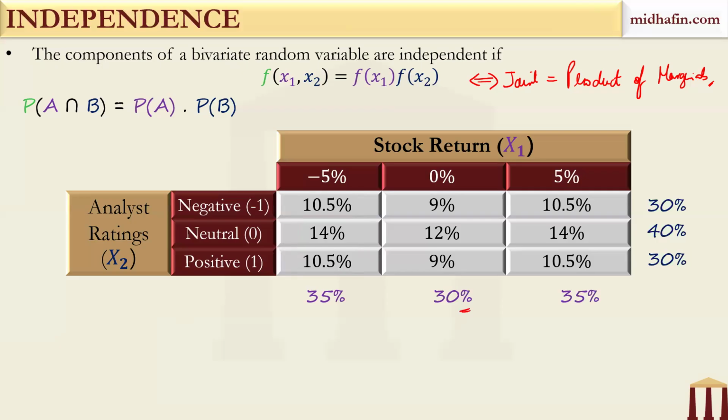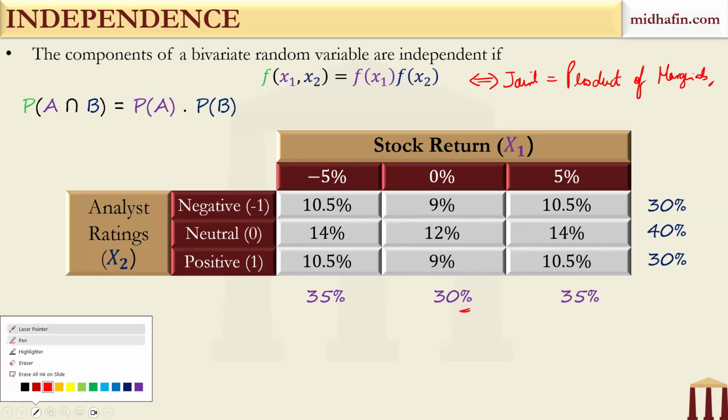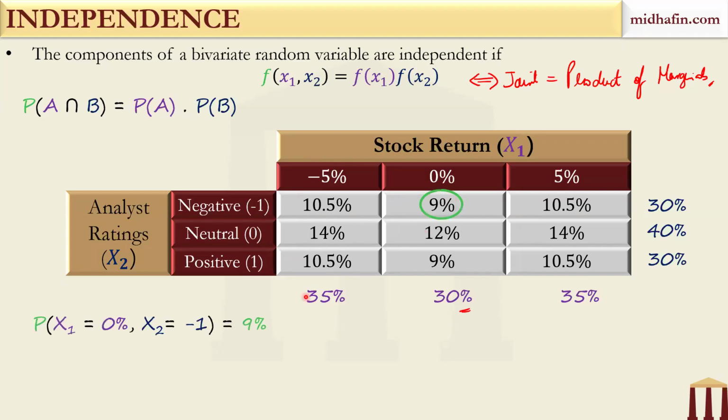But what is the joint probability? How do I observe the joint probability of x1 being equal to 0% and x2 equal to negative 1? So can you tell me what is the joint probability that x1 equal to 0% and x2 equal to negative 1 from the table? Correct. It's 9%, right? We are talking about this entry. See this and this. Is it okay now? 9%?